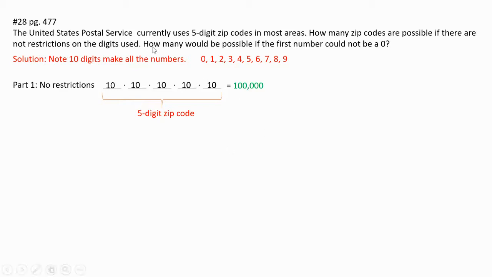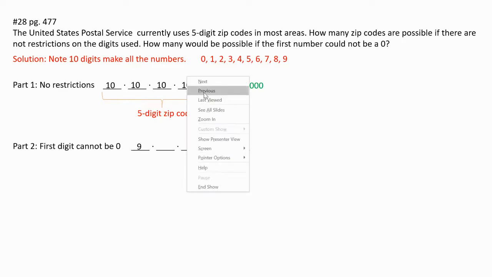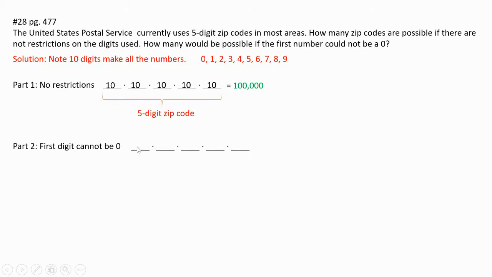Okay, now for the second part, which is how many would be possible if the first number could not be a 0. Right? There, let me go back real quick. Why is this 9 in the first slot, right? There's only 9 digits because the first number cannot be a 0. That's why there's only 9. And then we got 10 and 10 and 10 and 10 again. You multiply it out, the answer will be 90,000.